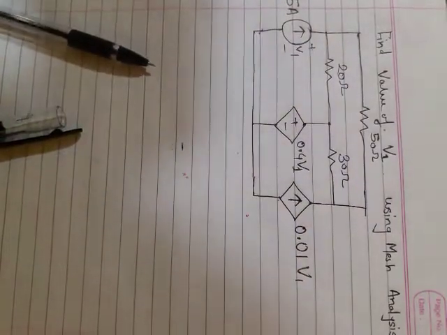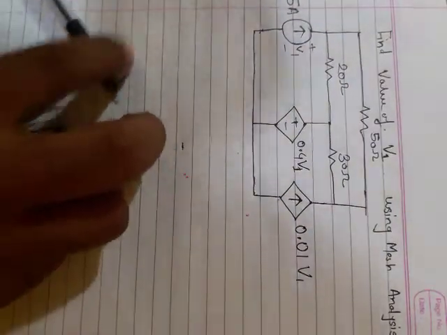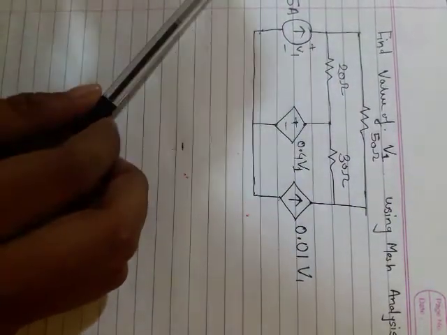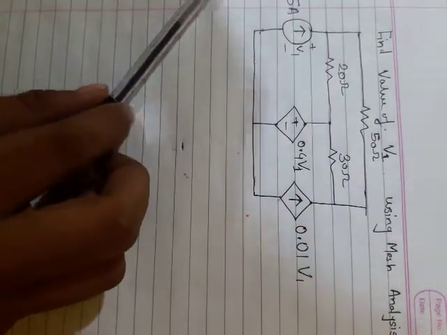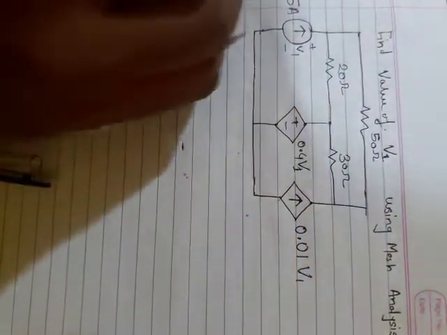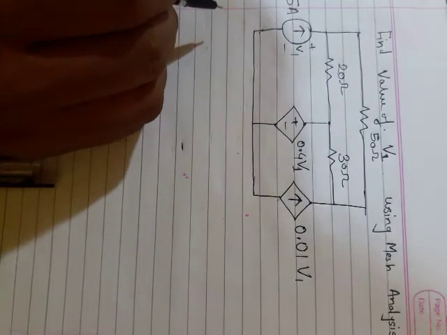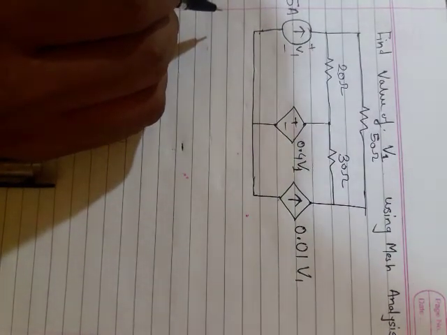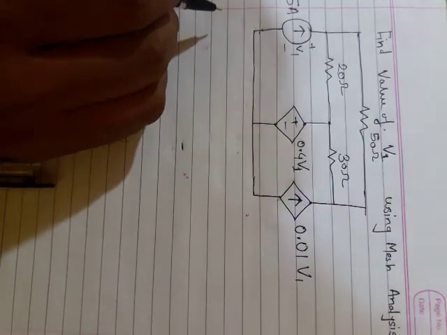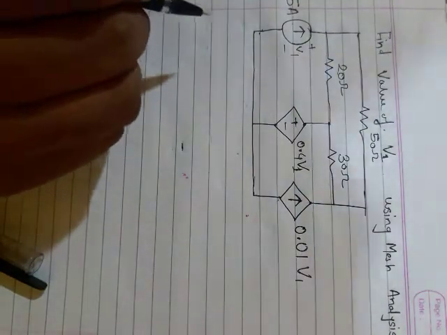Today we will see this problem based on mesh analysis. We have to find the value of V1, which is across the 5 ampere current source. This is the given problem.